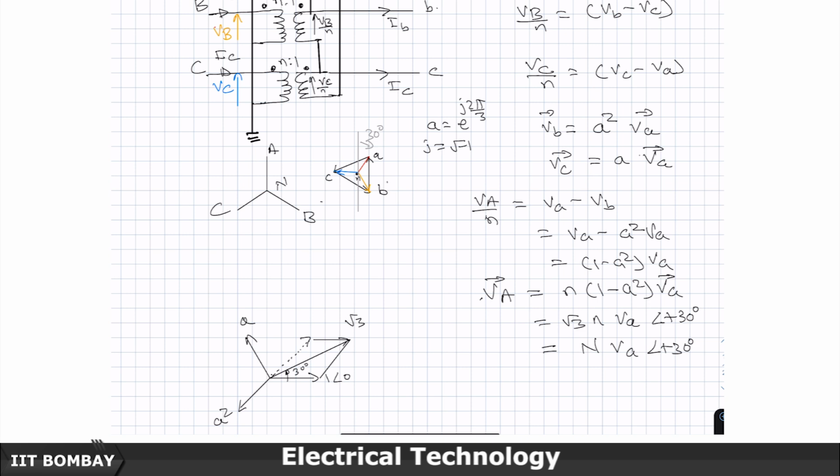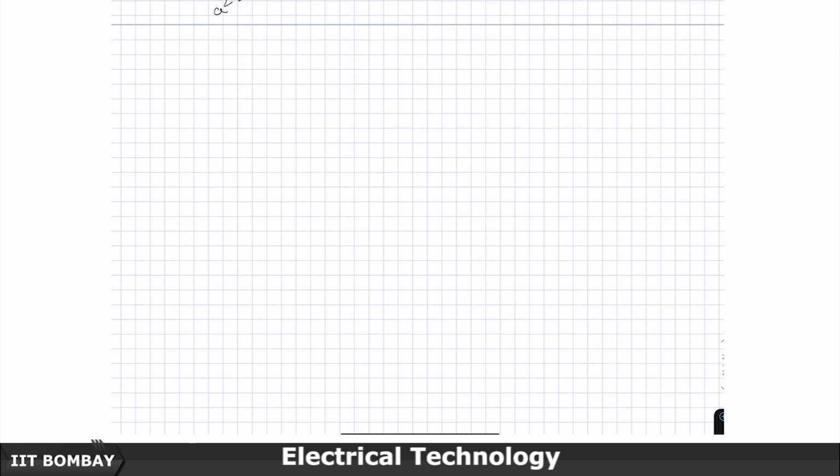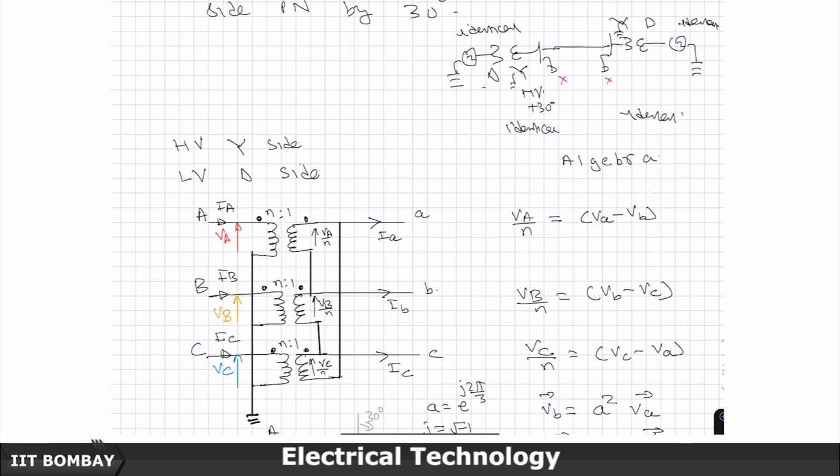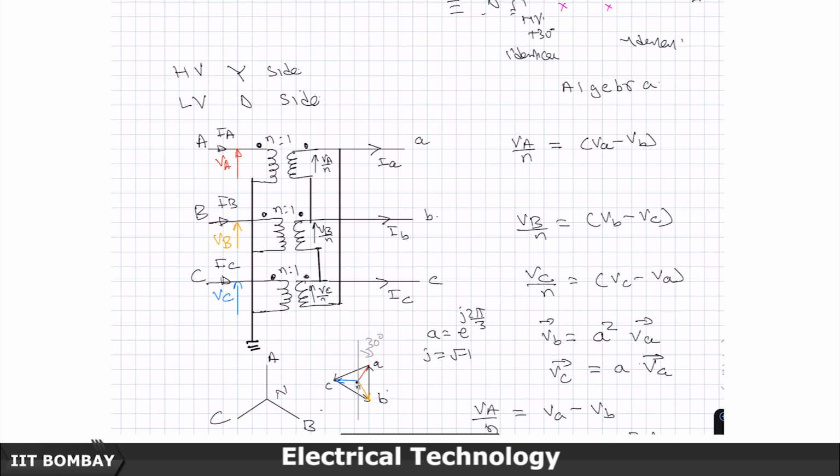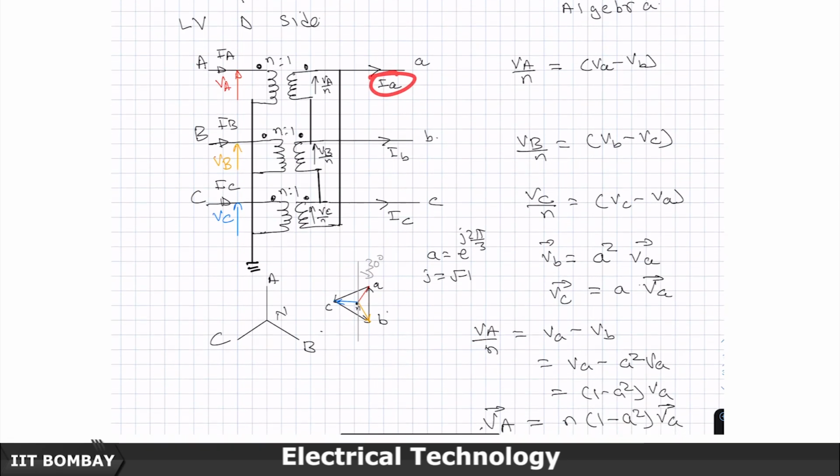So you can do it both for voltage, you can do it both geometrically and algebraically. But for currents it is much more easier to do it algebraically. So let me do the same for currents now. Let me work it out for currents, the line currents. So let's look at what is this IA. Maybe best thing is to take this picture and move it down.